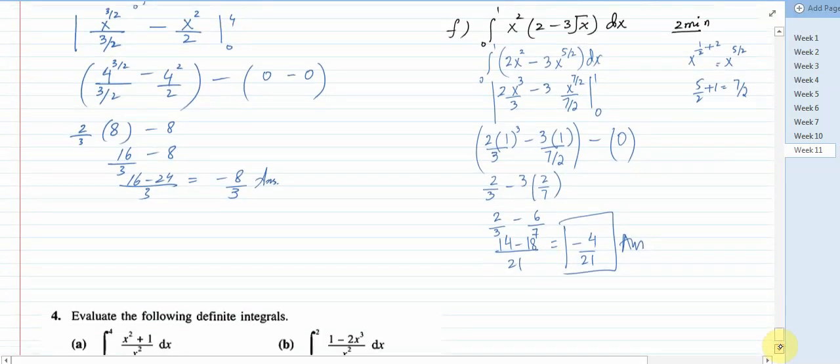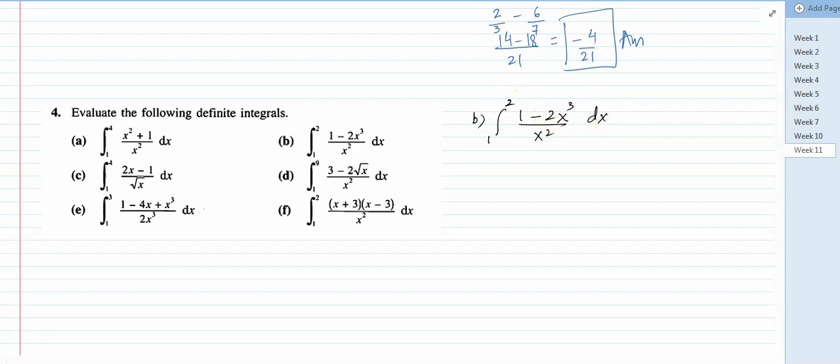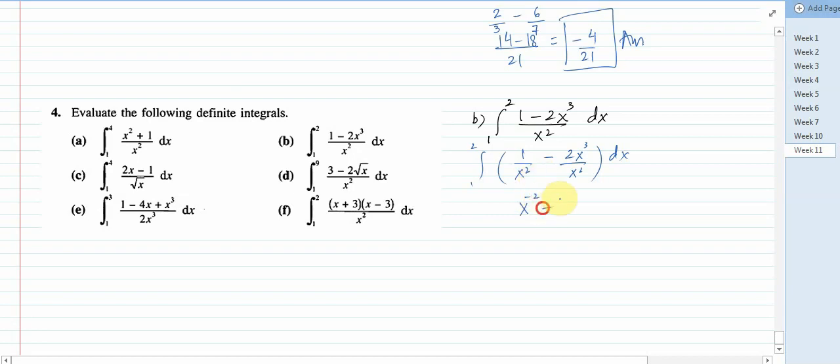It's question number 4, and we are going to attempt part B. The question says integral from 1 to 2 of 1 minus 2x cube divided by x square dx. Firstly, we need to simplify it. So I can write it in this form: 1 over x square minus 2x cube divided by x square. x power 2 in the denominator will be x power minus 2. Shifting to the numerator, x square and x power 3 cancel, so it's minus 2x dx, and the integral is from 1 to 2.